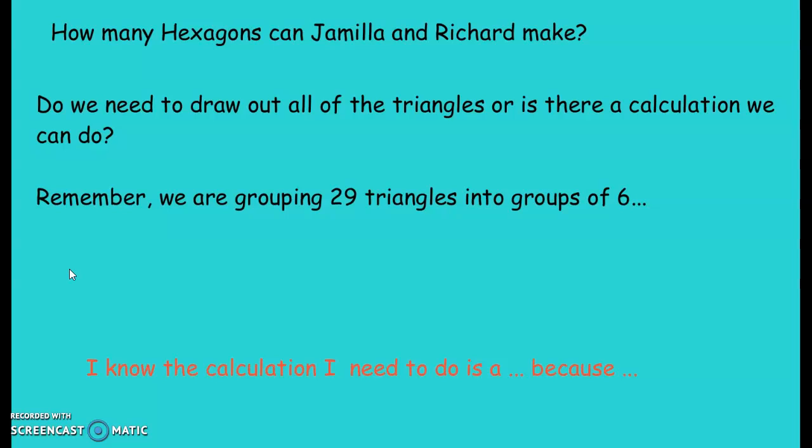Think about the click starter that we did. If you need a bit of help, what calculation you need to do, have a go at writing that sentence out, and I will move on now.